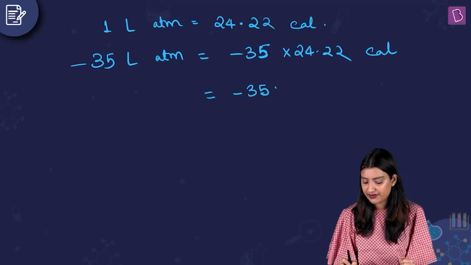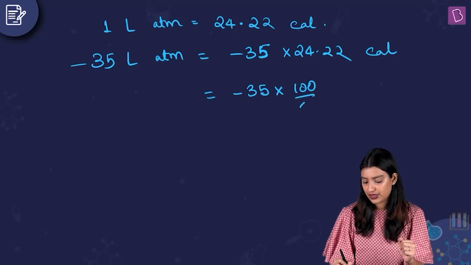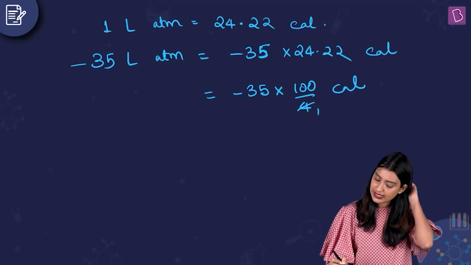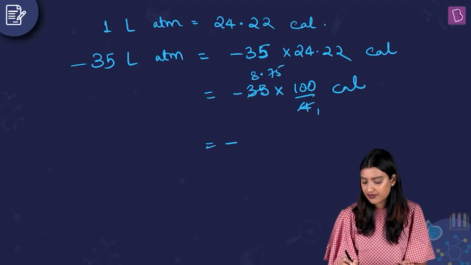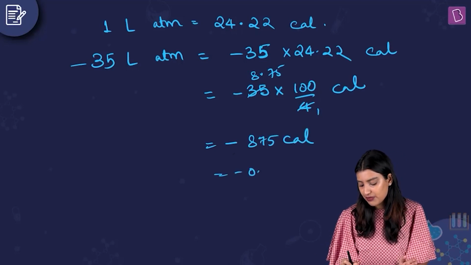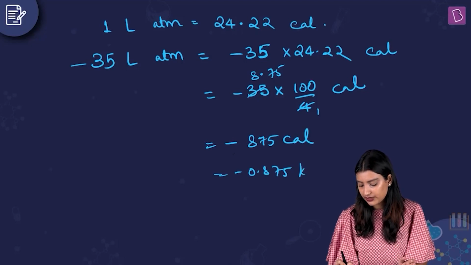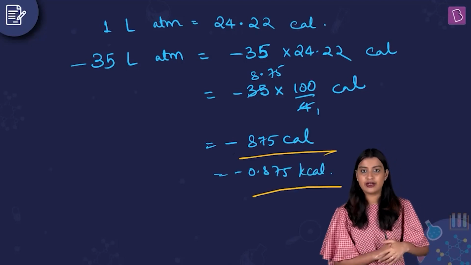So minus 35 into 25, right? 25 is nothing but 100 by 4 calories. So I'll cancel this and I'll cancel this as 8.75. So I have minus 875 calories, or I can write it as minus 0.875 kilocalories. Whatever is in the options, depending on that, we'll mark our right answer.